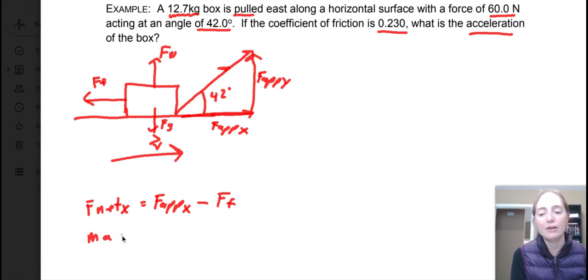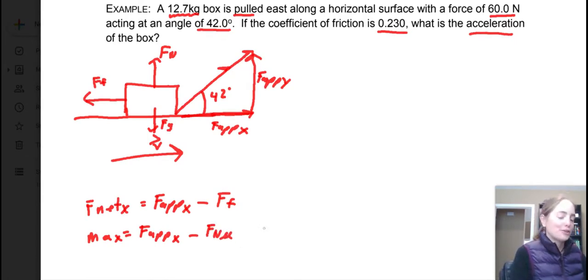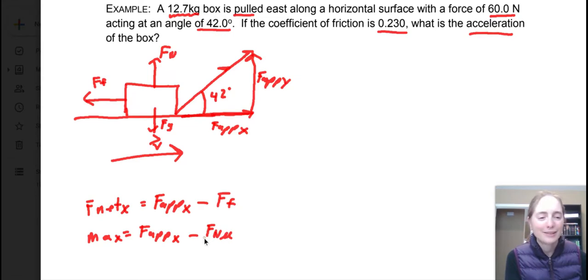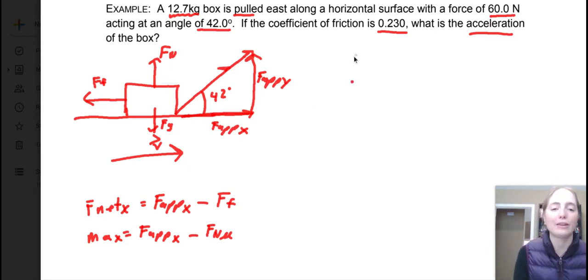So ma on the x is going to equal my force applied x minus my normal force times mu. Remembering that your force of friction is mu Fn. Okay, I just wrote them backwards there for no particular reason. So ladies and gentlemen, I need to find my Fn. That is where our force applied on the y is going to come in. So let's do the easy part first, and let's find our force applied on the x.